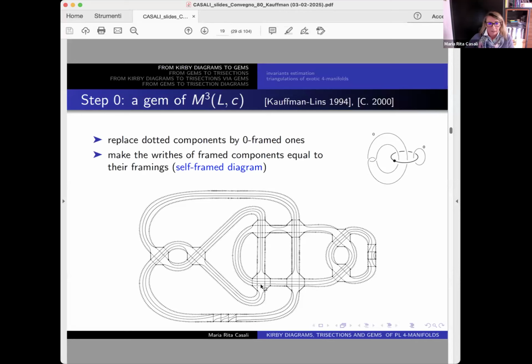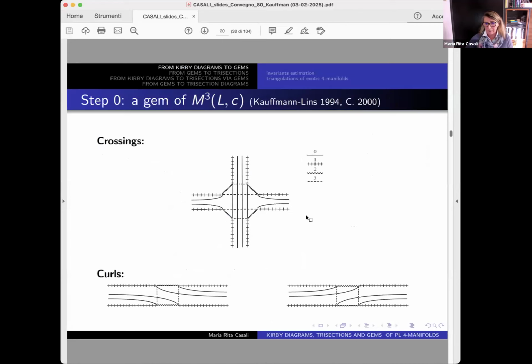As you can see, the graph is directly drawn over the diagram of the link by taking this subgraph for each crossing, while each curl corresponds to one of these subgraphs, according to the curl being positive or negative.